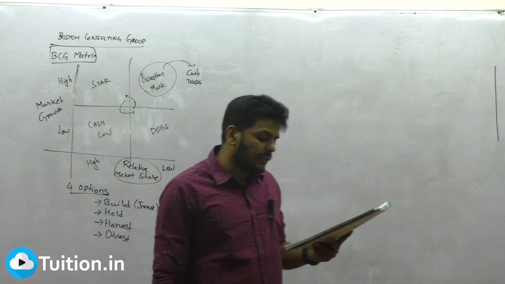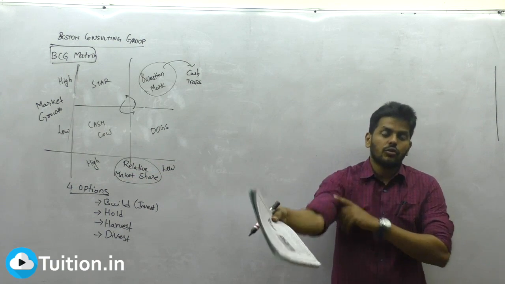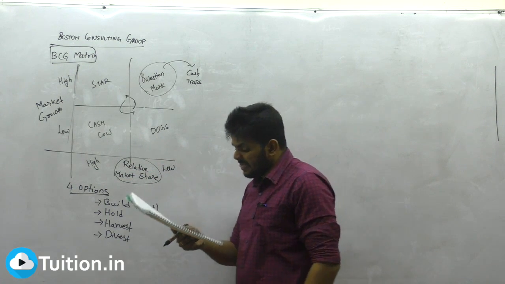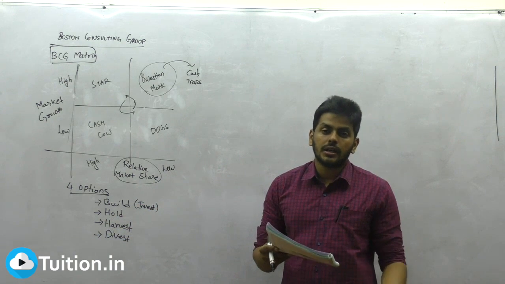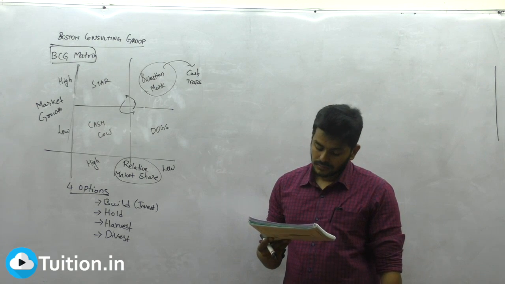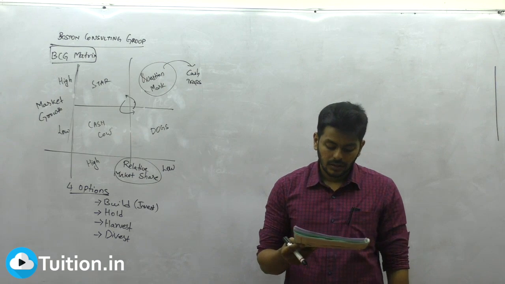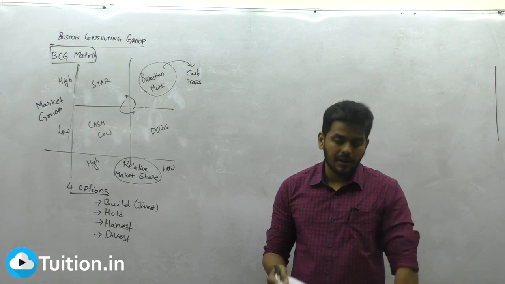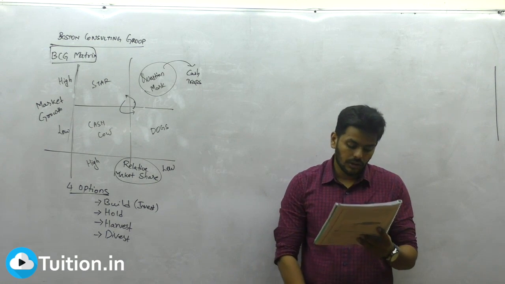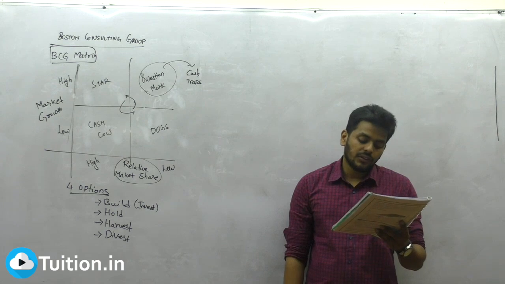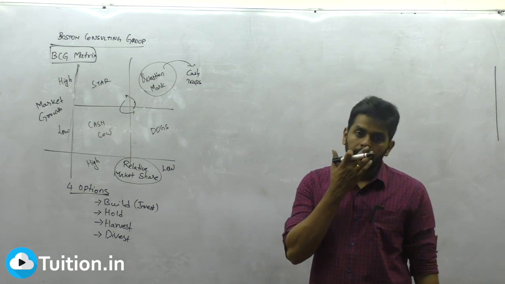Build. Here the objective is to increase the market share. That means you need more investment, even by foregoing some short-term earnings in favor of building a strong future with large market share. Hold: preserve your market share. Don't sell anything, just stay wherever you are. Harvest: here the objective is to increase short-term cash flow regardless of the long-term effort.